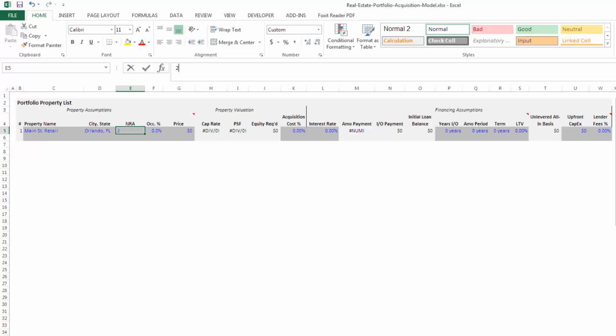This property has 219,000 square feet. It is 89% occupied. The guidance we've received from brokers is that it's going to trade at about $48.5 million.